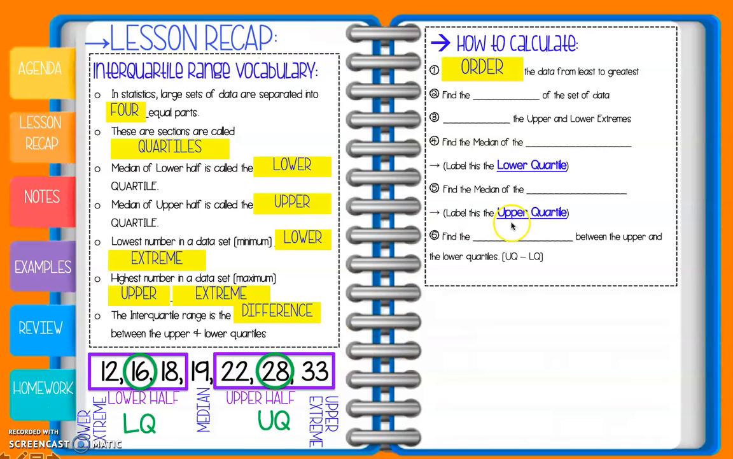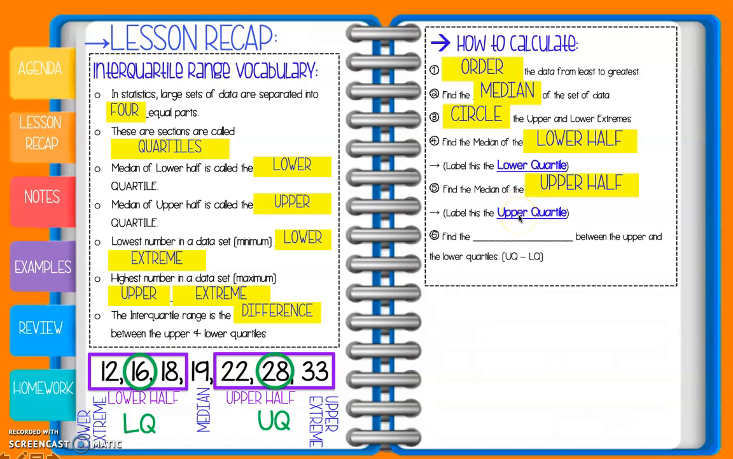So how do we calculate them? The first thing we're going to do is order the data set from least to greatest. Anytime we're working with median, we know we have to order that data set from least to greatest. Then we're going to find the median of the data. We're going to circle the upper and lower extremes. We're going to find the median of the lower half, that's called our lower quartile. Then we're going to find the median of the upper half, that's called our upper quartile. To find the interquartile range, we're going to find the difference between the upper and lower quartile, which means upper quartile minus lower quartile. So let's do one.